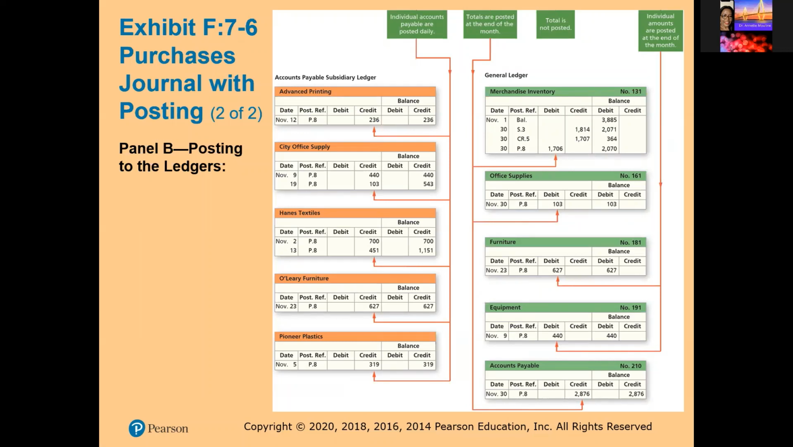Here is panel B, posting to the ledgers. This exhibit shows the posting to ledger accounts from the purchases journal. Entries from the purchases journal are posted daily to the accounts payable subsidiary ledger and are posted monthly to the general ledger.